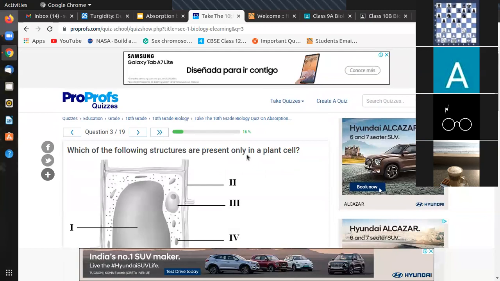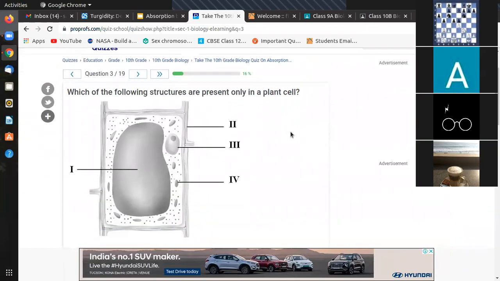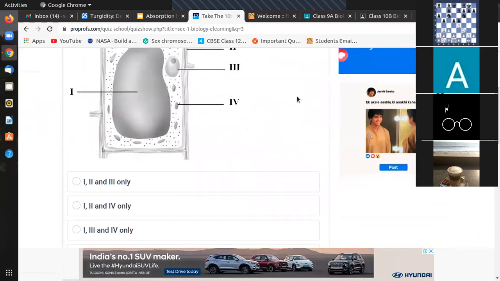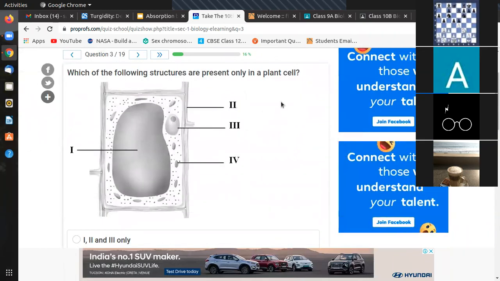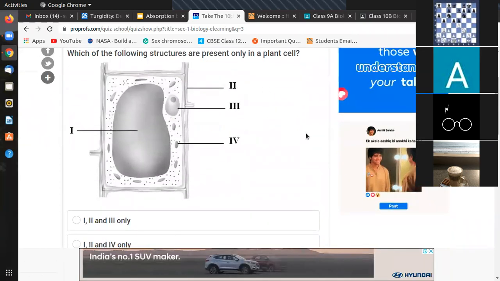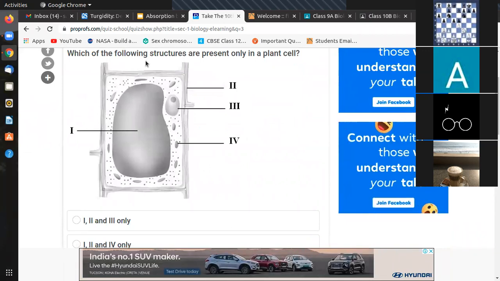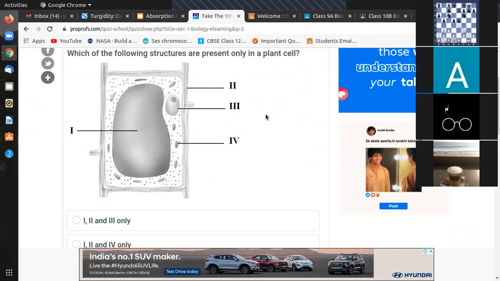Okay, third question. Which of the following structures are present only in a plant cell? I guess we should skip this question. We can just try it any which way. Which are present only in plant cell?